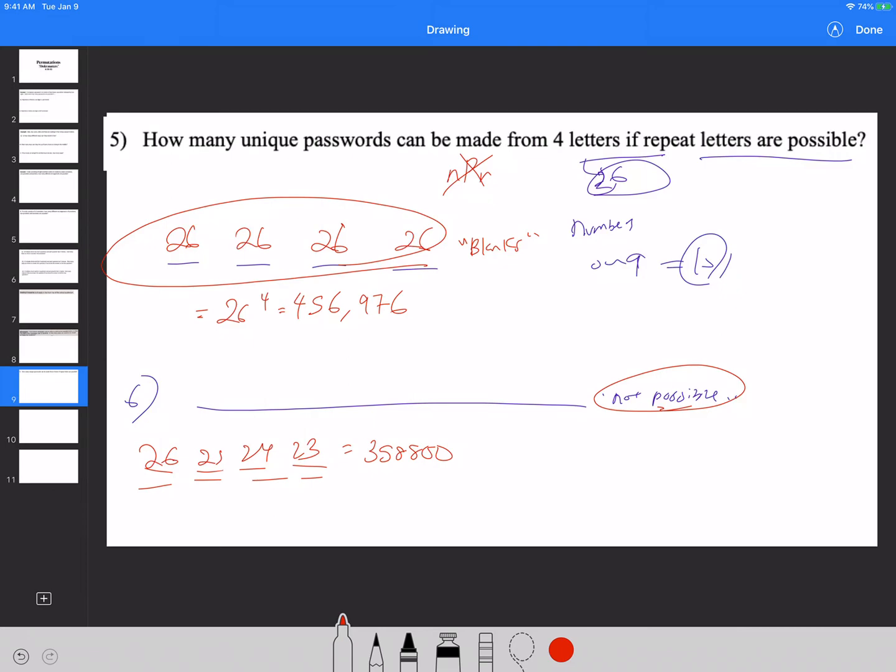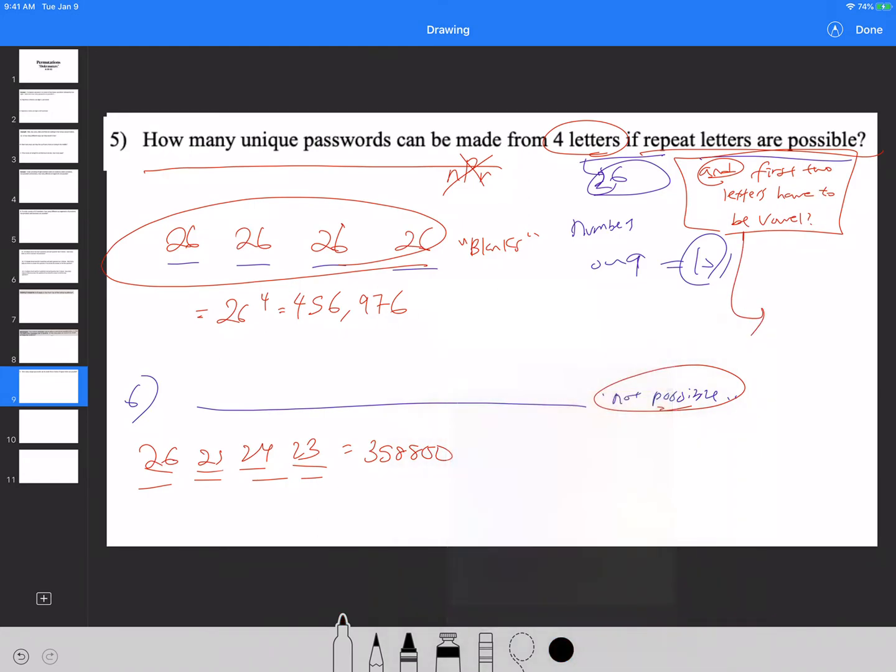Now, what if they say, how many unique passwords can be made from 4 letters if repeat letters are possible and the first 2 letters have to be vowels? So what about in that condition? Like what would I have to do? So think about this question for me, and then pause the video now and see if you can do this one.